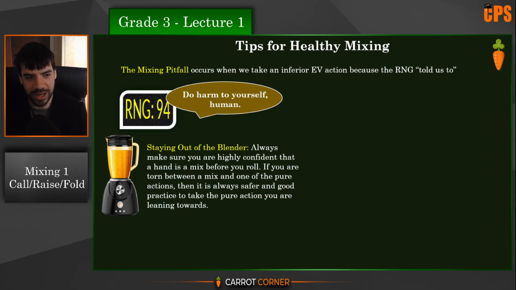To stay out of the blender, so to speak, always make sure that you're highly confident that a hand is a mix before you roll. If you're torn between a mix and one of the pure actions, then it's always safer and good practice to take the pure action that you're leaning towards. For example, if you don't know whether you can bluff raise the river, but you think that if it is a bluff raise, then it would only be a mixed bluff raise, you should just not do it until you've studied that spot a bit more. Because either you're doing something that's merely optional, or you're doing something that's a blunder. Why would you do something that might be a blunder that doesn't actually promise any EV?